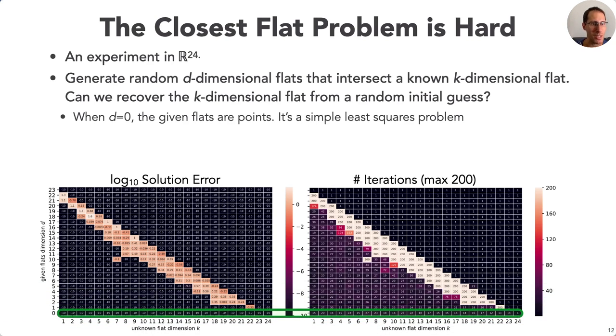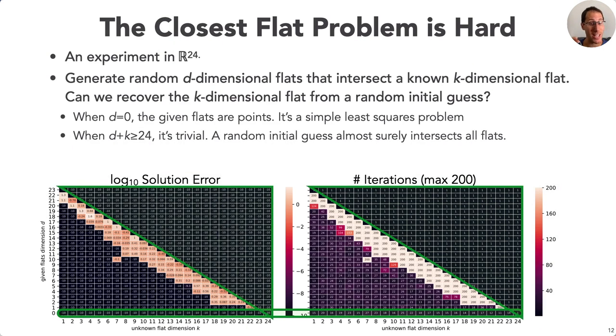So when d equals zero, the given flats are actually zero dimensional, they're points. And so what we're trying to do is find a plane or a flat that's closest to a set of points. And that's a simple least squares problem, just trying to find the closest flat to a given point. Okay, so that's easy.